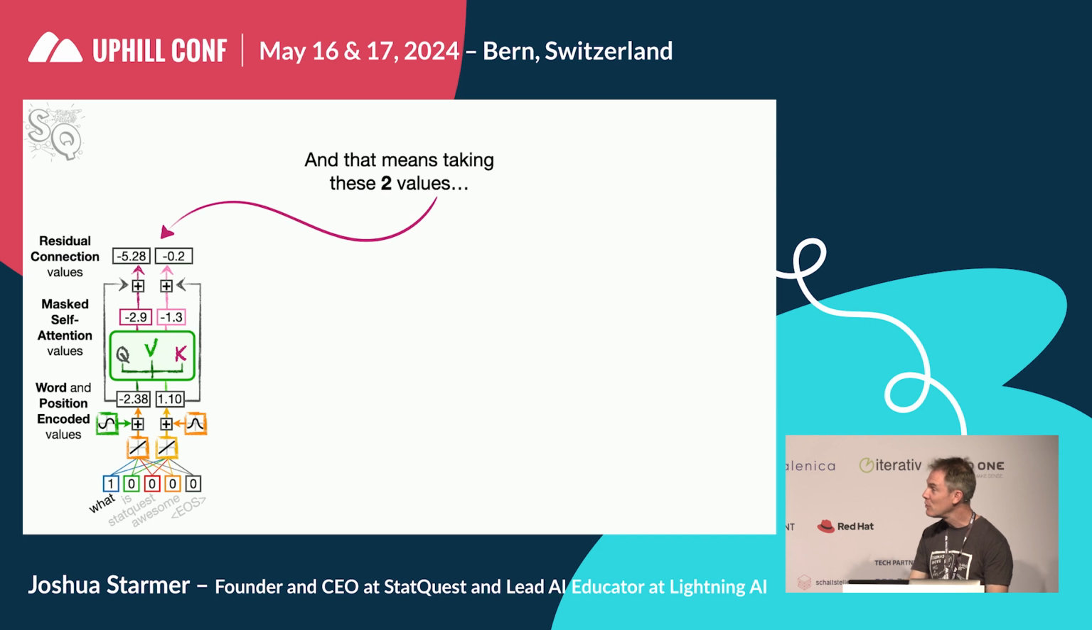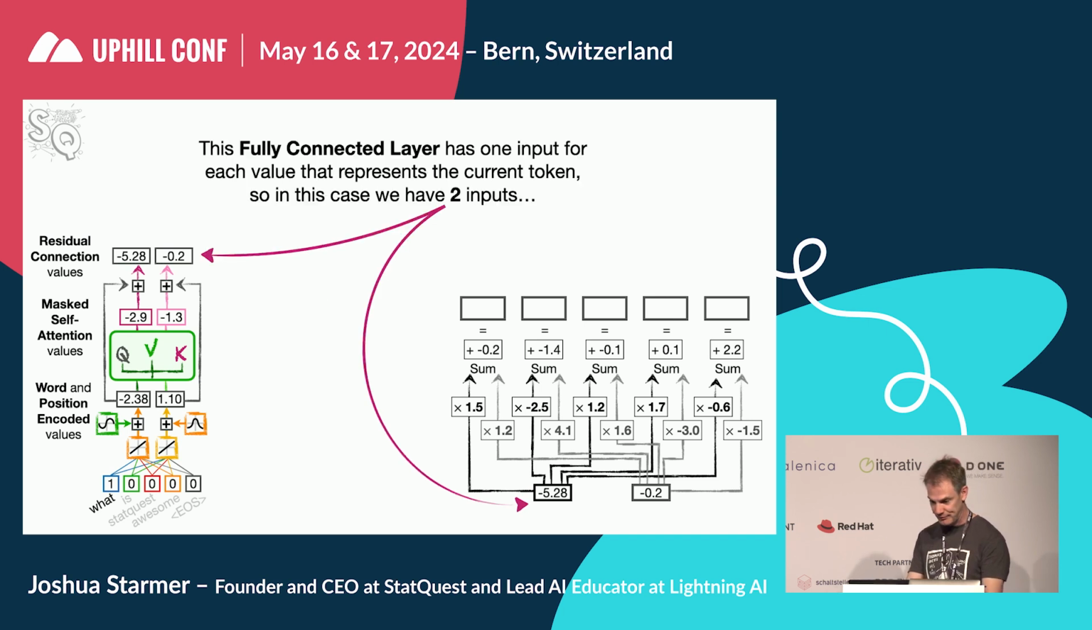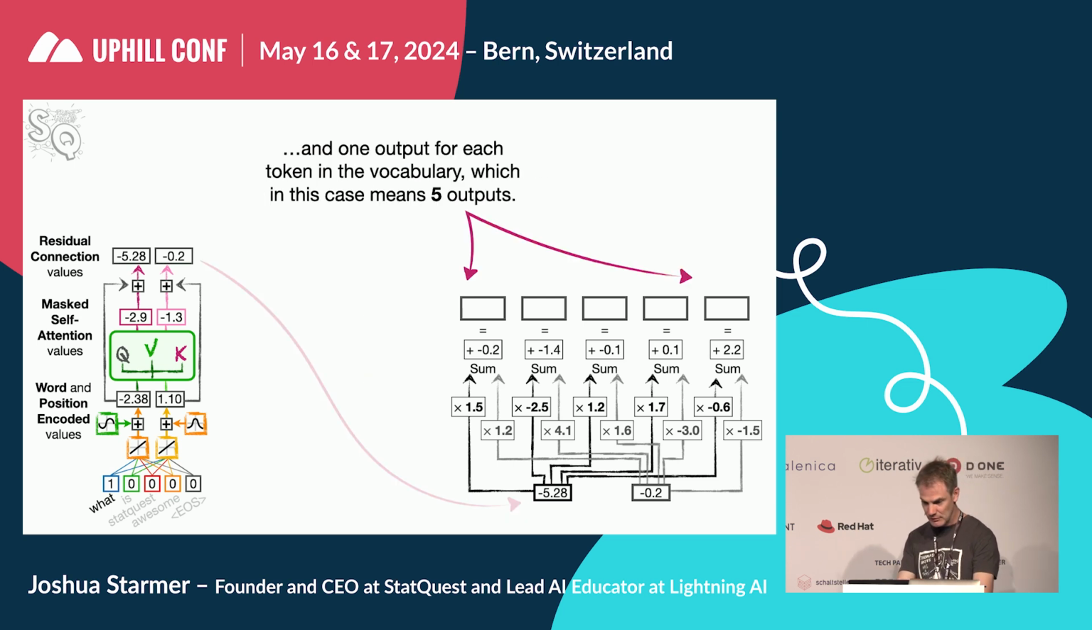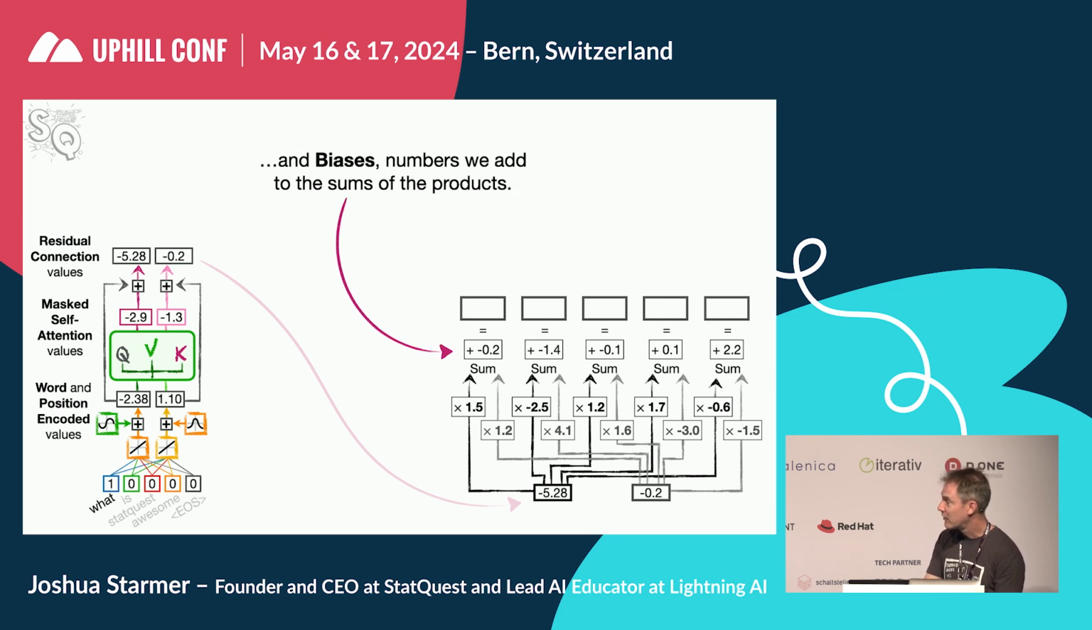And that means taking these two values and plugging them into something called a fully connected layer, which basically behaves exactly like our word embedding layer that we started out with. This fully connected layer has one input for each value that represents the current token. So in this case, we have two inputs, and one output for each token in the vocabulary, which in this case means 5 outputs. Note, a fully connected layer is just a simple neural network with weights, numbers we multiply the inputs by, and biases, numbers we add to the sums of the products. And we've already been doing a lot of this math before.